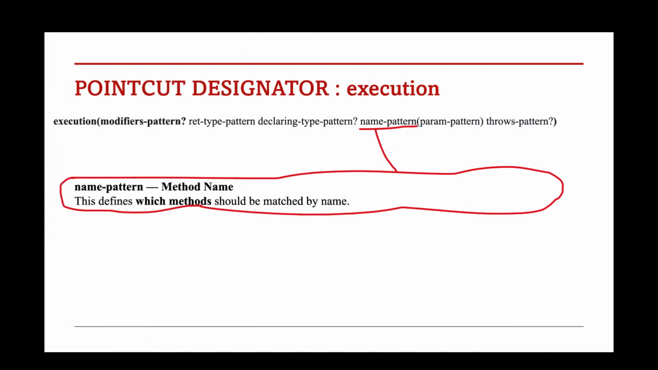Alright, let's focus on the name pattern specifically. The name pattern defines which methods should be matched by name. And Spring AOP gives you a lot of flexibility here. You are not limited to targeting one specific method. You can use patterns and wildcards to target groups of methods based on their names. Let's go through the options.